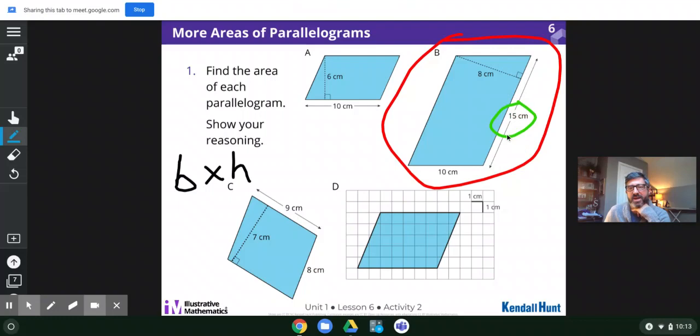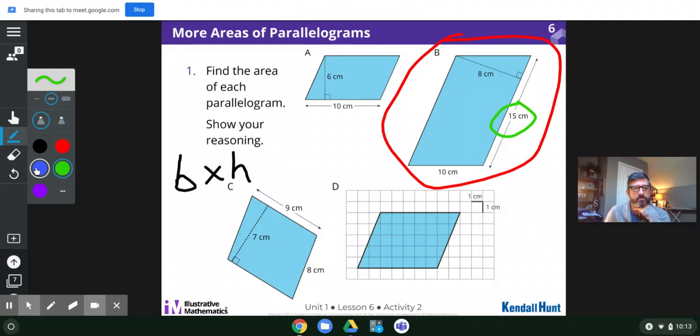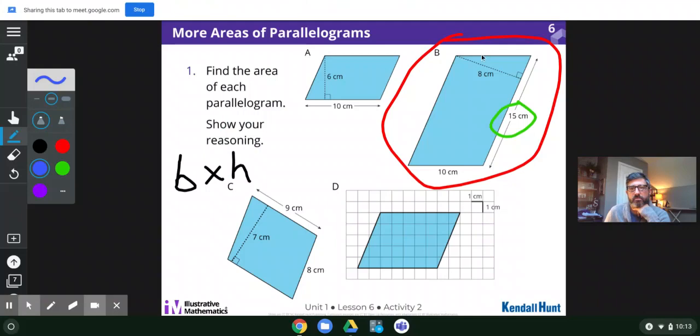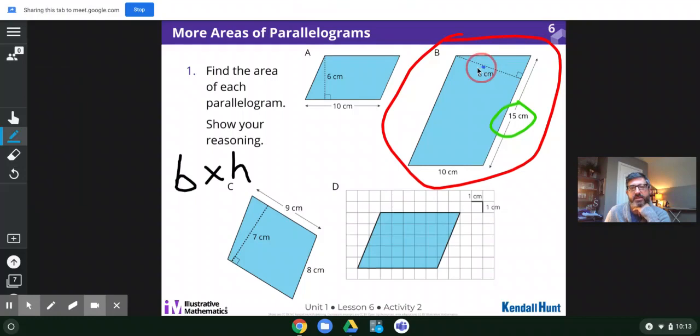So if this side is the base, can you tell me what the height would be? Anybody? The base is 15. And which one is the height? 8. Yes, 8, that's right. So remember, once we find the base, to get the height, we draw a perpendicular line, which you see right here, from the base to the opposite side, and then that gives us our height. So now we know our base and we know the height.